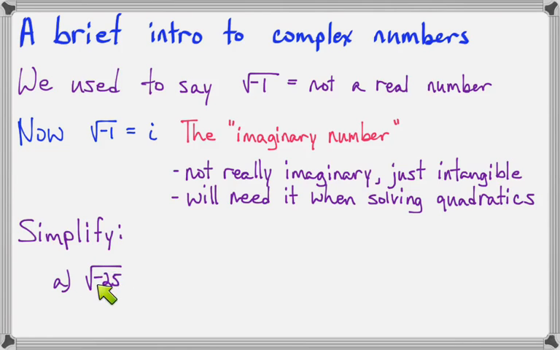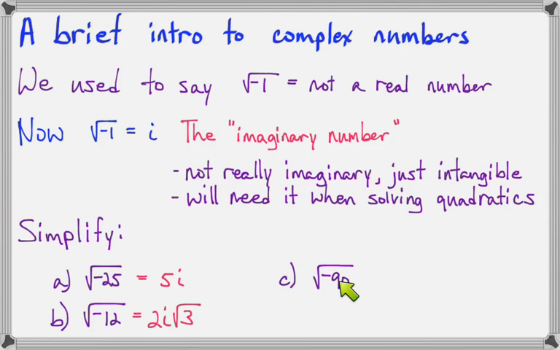Well, we still do the 25 the same way. The square root of 25 is 5, and the square root of the negative is i. And that's really as complicated as we're going to get here. Let's do another example. Square root of -12. Well, we think of 12 as 4 times 3. So the square root of 4 is 2, and the square root of the negative is i, and the 3 is still under the radical.